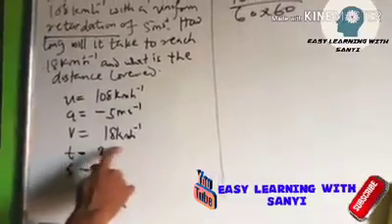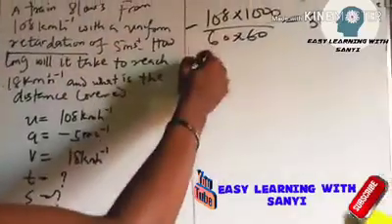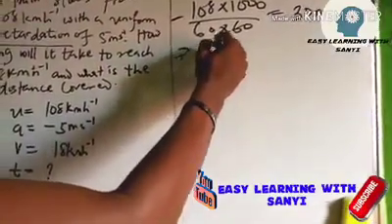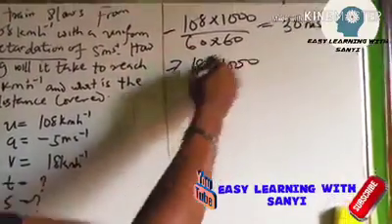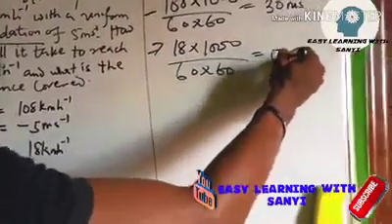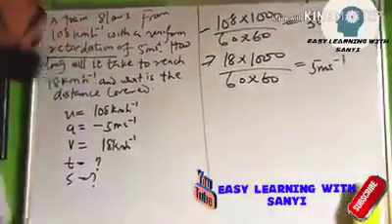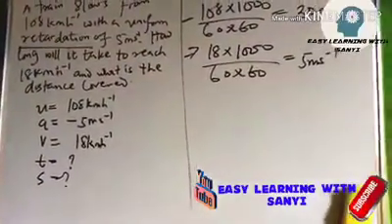This is also in kilometer per hour, so I also convert it to meter per second. So convert this, that is 18 times 1000 over 60 times 60. That will give you 5 meters per second. Check it in your calculator. That is the answer. So now we go on to solve the equation.